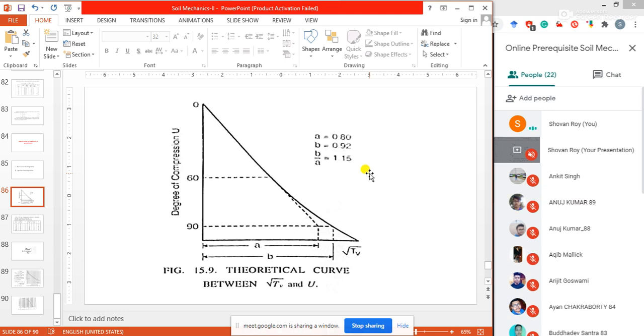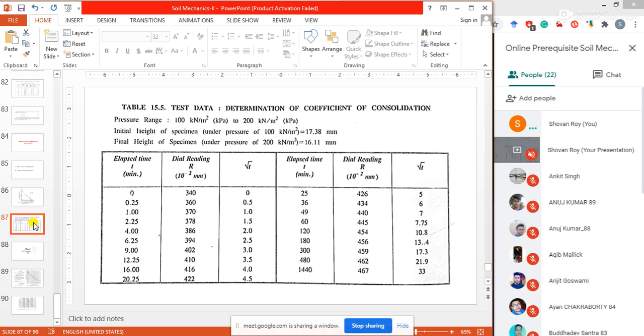So actually the reason behind this curve is, you will get it after some time. The method consists of drawing the curve between root of time as abscissa and the dial reading, representing the compression of the specimen, as ordinate for any pressure increment in the consolidation test. Suppose you have seen this curve, after that I am showing you one table.